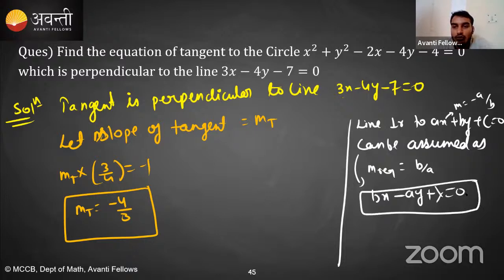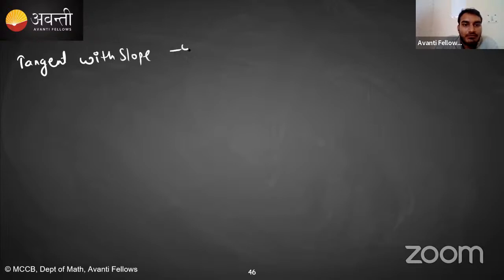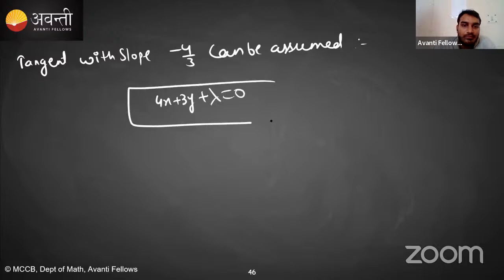Yes or no? I have told you in the class, in the straight line chapter. So similarly students, as we require minus 4/3 slope, the equation of tangent with the slope minus 4/3 can be assumed. Can anybody tell me in the chat box what can we assume if I want a line with the slope minus 4/3? Yes, very good. 4x plus 3y plus lambda is equal to 0. Is this clear?